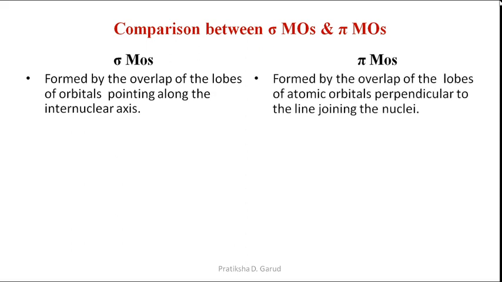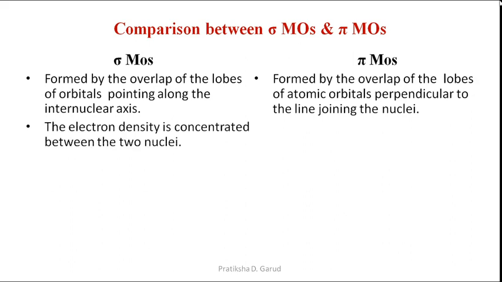Whereas pi MOs are formed by the overlap of the lobes of atomic orbitals perpendicular to the line joining the nuclei. So when the lobes of atomic orbitals are perpendicular to the line joining the nuclei, it results in the formation of the pi MOs. The second point of difference is, in case of sigma MOs, the electron density is concentrated between the two nuclei, while in case of pi MOs, the electron density is zero between the two nuclei.